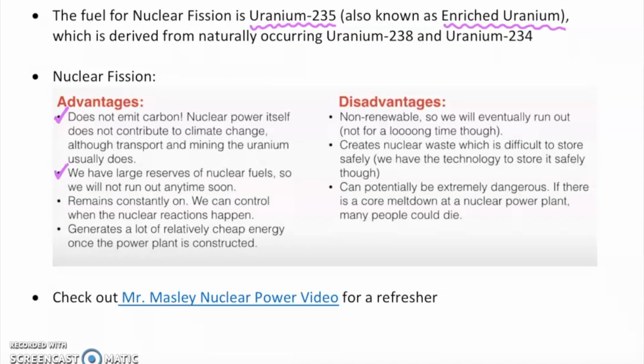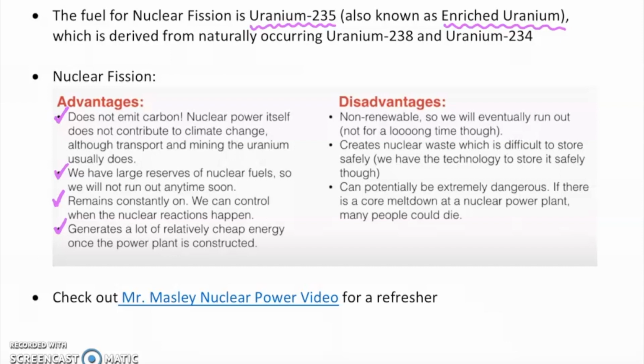A nuclear power plant is always on, and we use those control rods to produce exactly the amount of energy that we want over time. And so we have a good amount of control over this process. Last but not least, it's pretty cheap energy. Now, granted, constructing a power plant isn't super cheap, but once it's constructed, nuclear energy is pretty cheap.